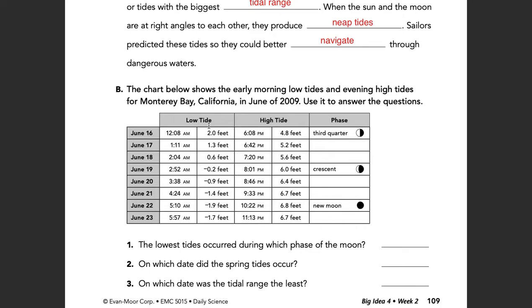During which phase of the moon? Lowest low tides. So, excuse me, negative 1.9 feet looks like the lowest, and that occurred during a new moon.